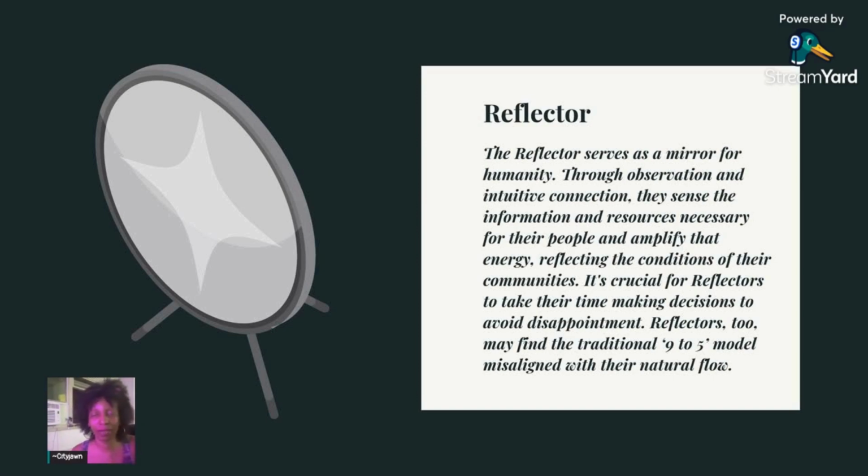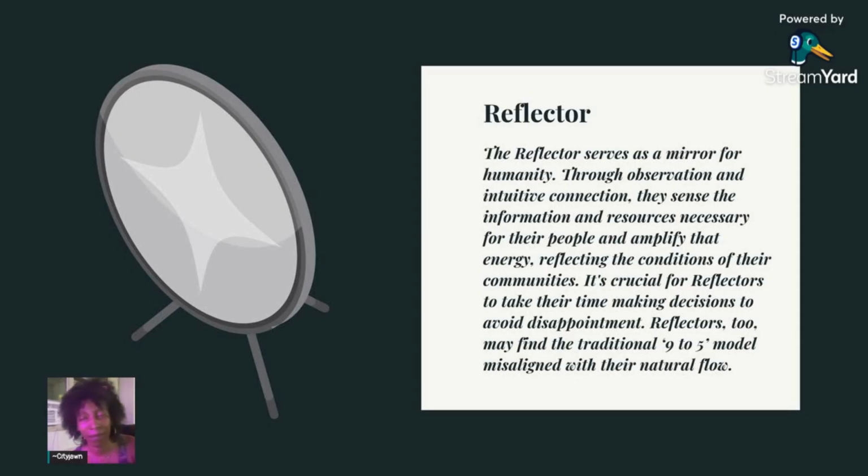So it's really important for them to also be connected with their tribe as well, because if not, it causes them to just feel sad and disappointed all the time, because they're always going to be reflecting what's around them. They don't have defined energy. They're only receiving the energy that is in their environment and then amplifying that back to the environment.